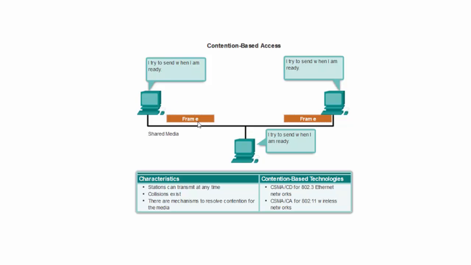If the energy level on the line is low, this means that nobody else is sending on the line, in which case I can actually send on the line. This is what we call carrier sense multiple access.